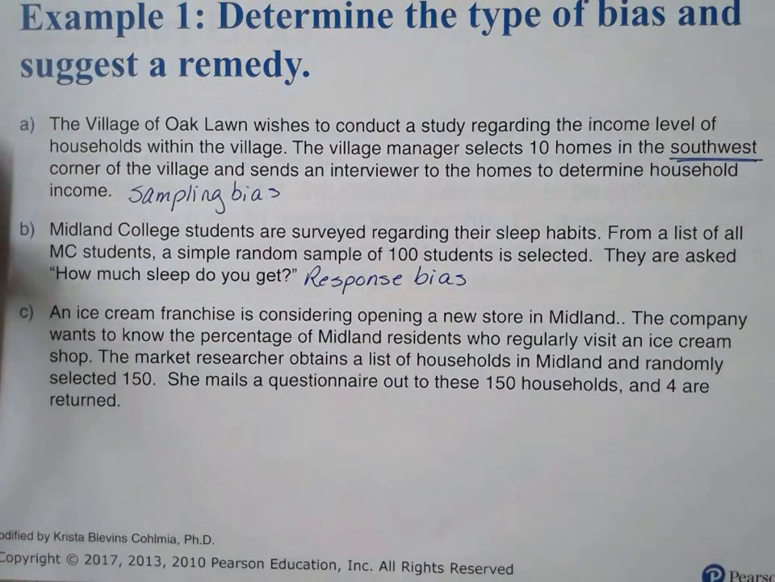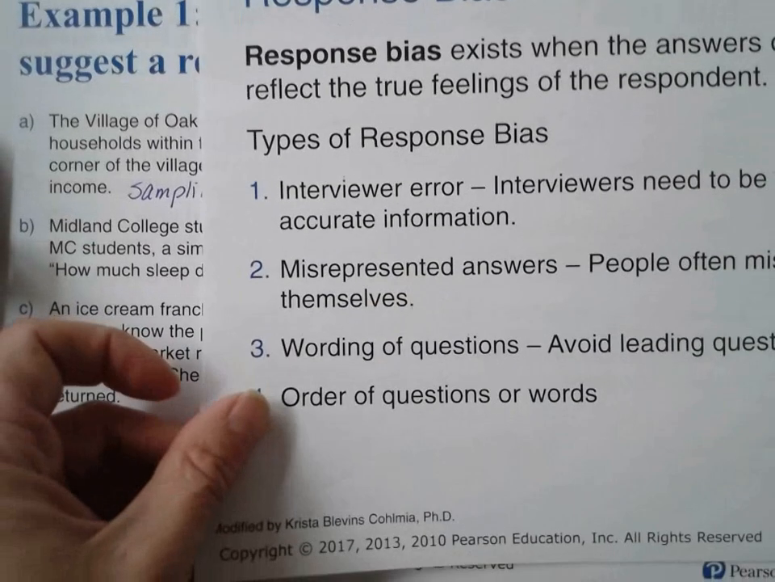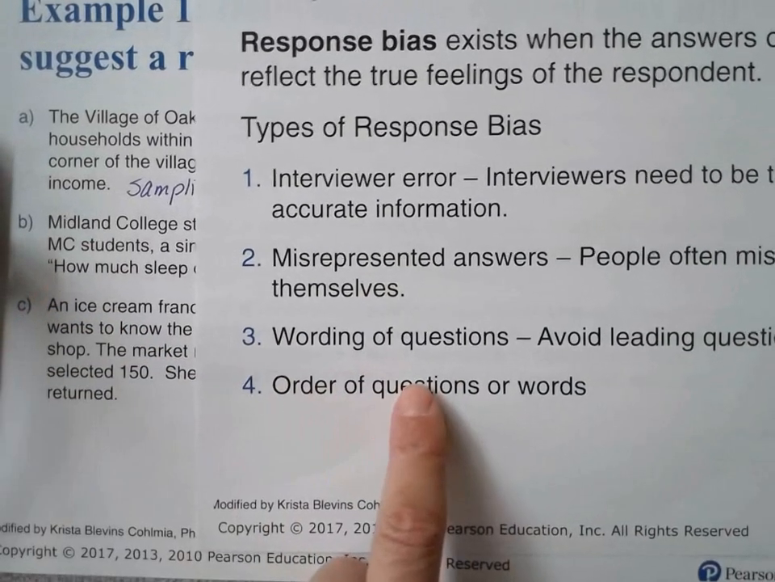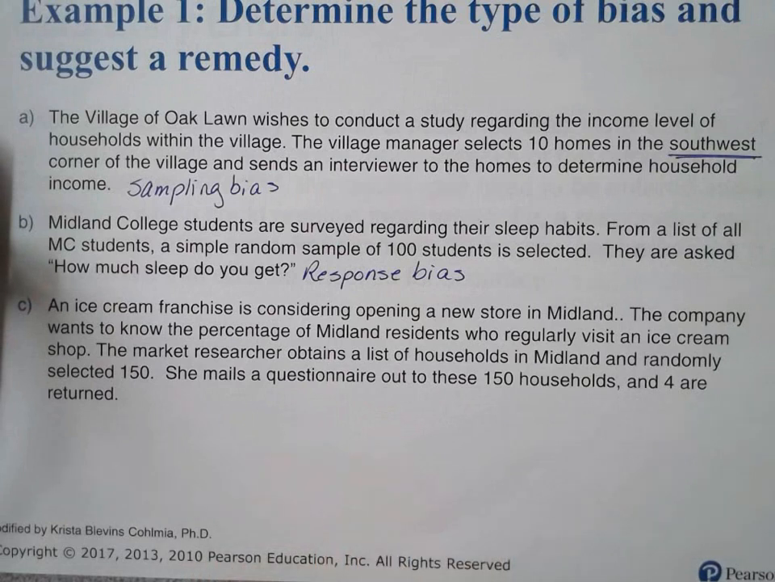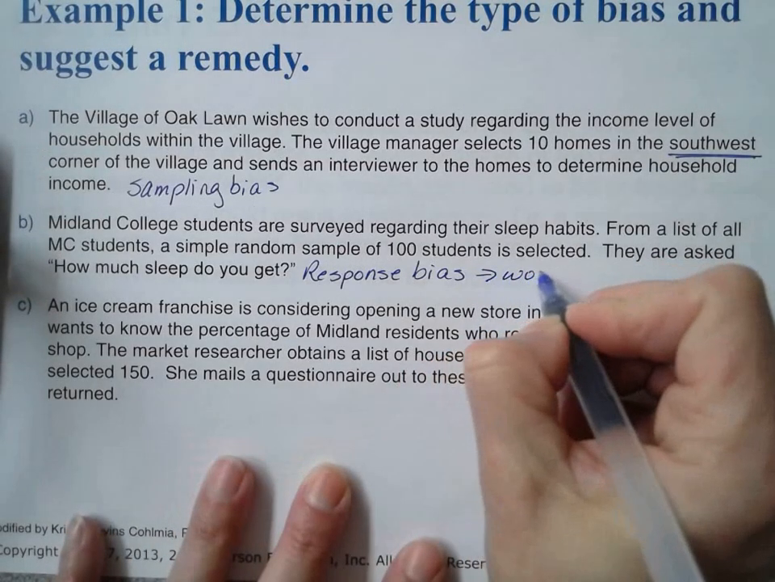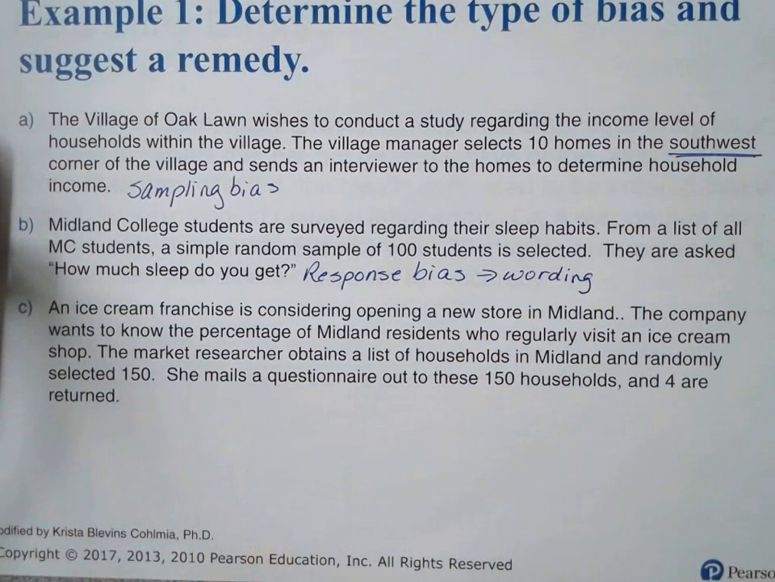Remember when we talked about response bias, we had 4 different types of response bias, and it's about the wording of the question. We haven't been specific enough, so it's wording that makes this a bad question. How much sleep do you get? What do you mean? How much sleep do I get in a month, a year, last night, on average? One student could answer it thinking about a week. One student could answer it just based on what they got last night. And so you want to be very specific about how you ask questions like this so that you can compare the answer from one individual to the answer of another individual.